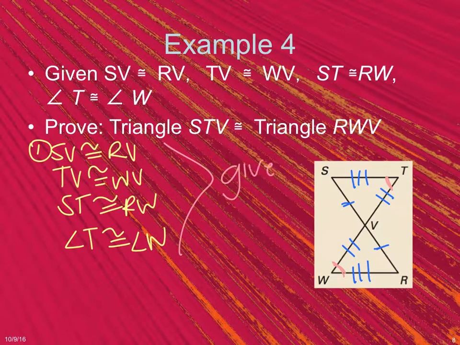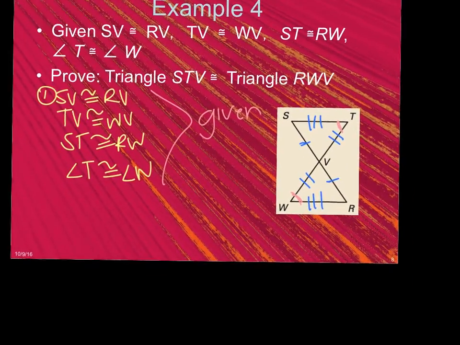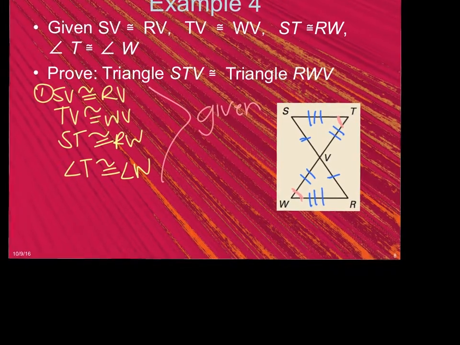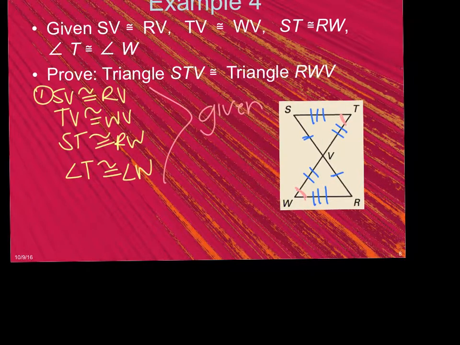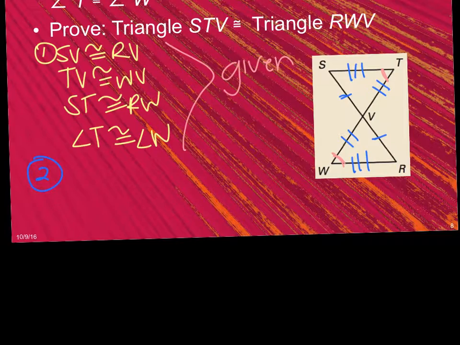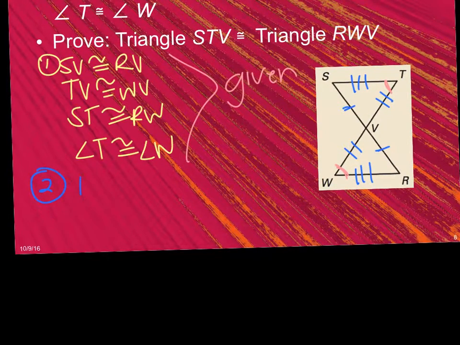What else do I need? I've got 3 sides, 1 pair of angles. What do I need? The other 2 pairs of angles, right? How can I show that, what's in this diagram that's going on that you should be able to see right away? Vertical angles. So angle TVS is congruent to angle WVR. And that's vertical angles theorem.